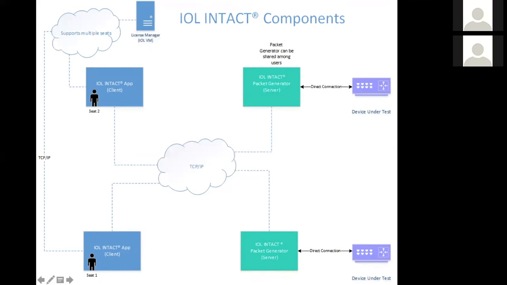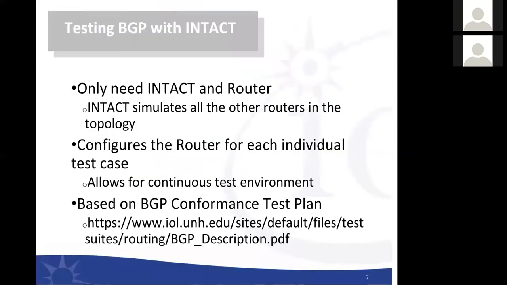And then we have the direct connection that directly connects us to the device under test. In this case, we're going to be talking about BGP, so it's going to be routers. And in our case, there's going to be two lines connecting to the device under test, because we're going to need two interfaces for this testing.